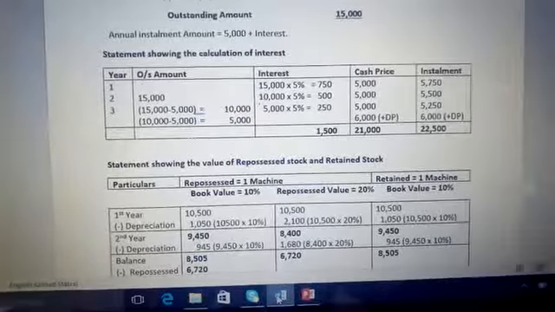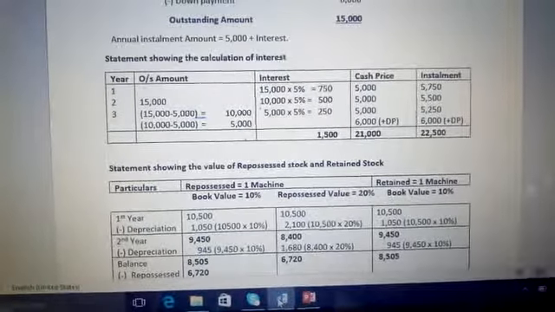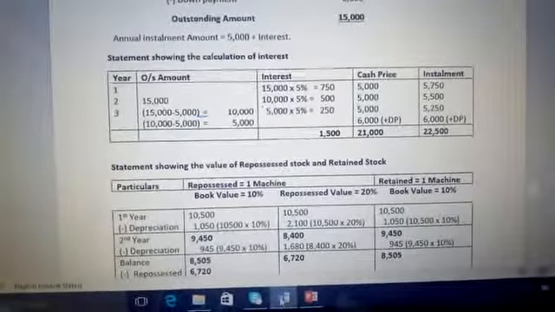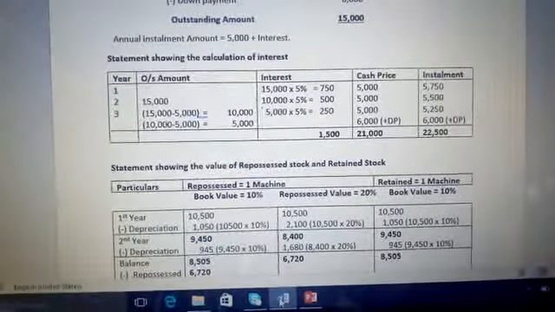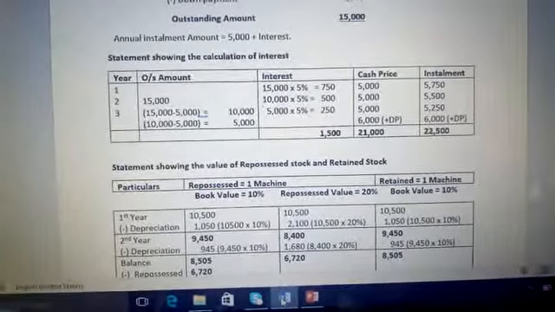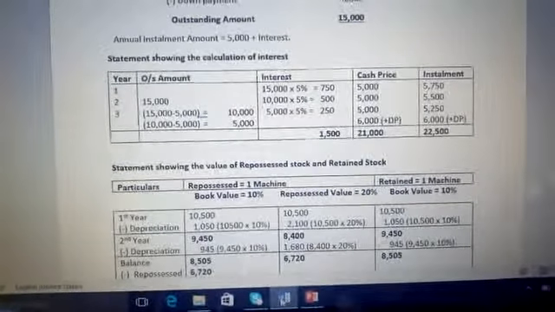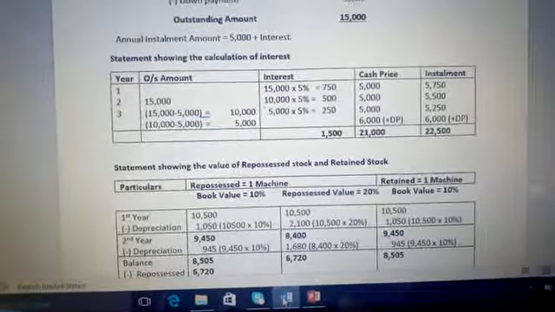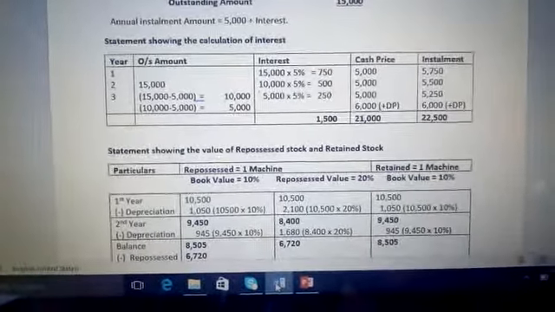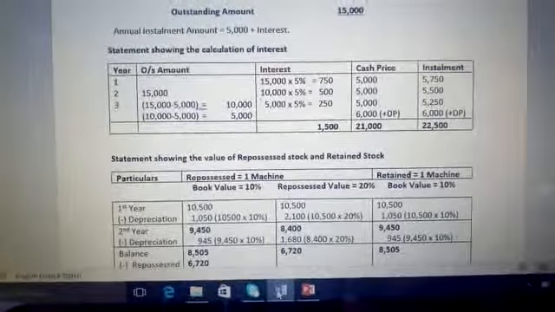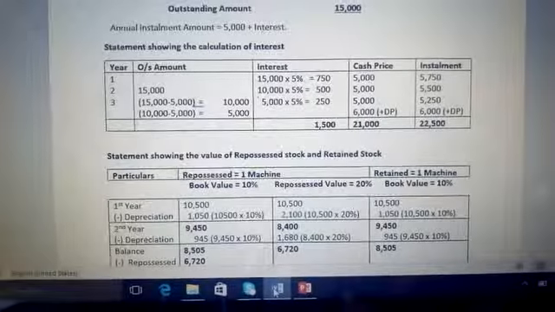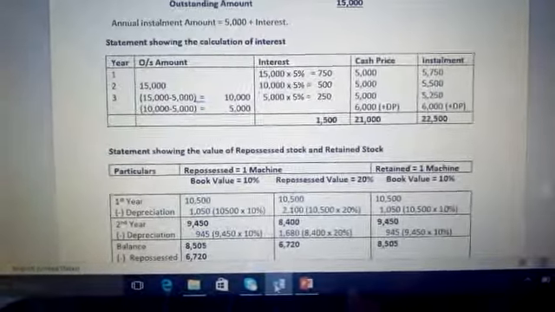Cash price, we know, is 5,000. So for the cash price, we have to add the interest; then only we can get the installment. Cash price is 5,000 plus first year's interest 750, so the total installment amount will be 5,750. Right? So here the total installment amount is 22,500: total cash price of the asset 21,000, and the total interest 1,500.